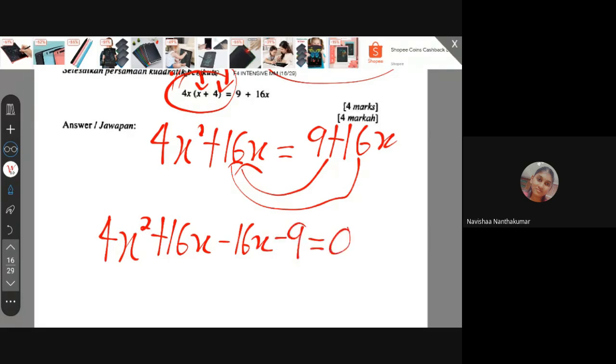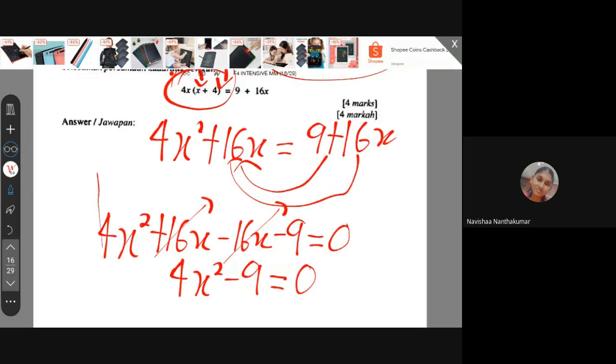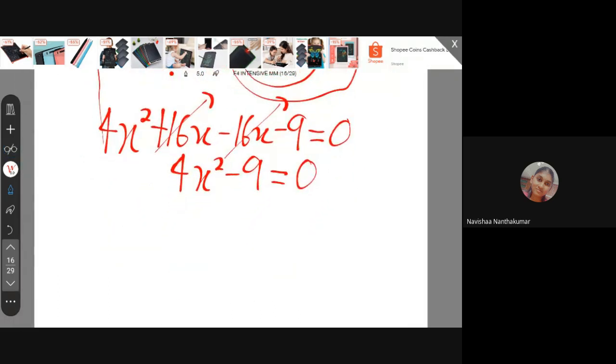Okay. And then plus 16x minus 16x kamu boleh potong. Sebab akan jadi kosong. You can cancel out each other. So you'll get this equation. And then finally, sebenarnya dari sini you have two methods to solve. Kamu boleh pilih mana-mana.